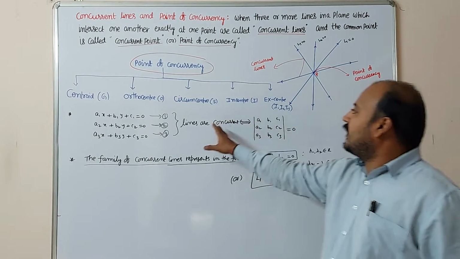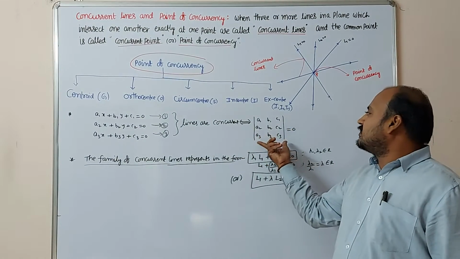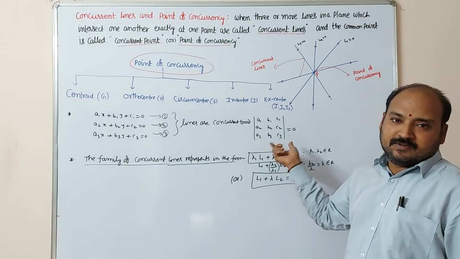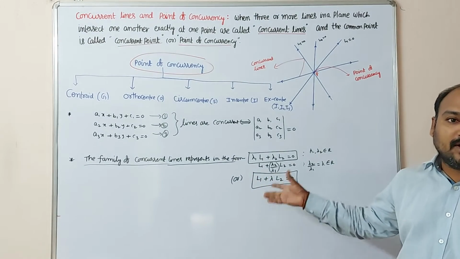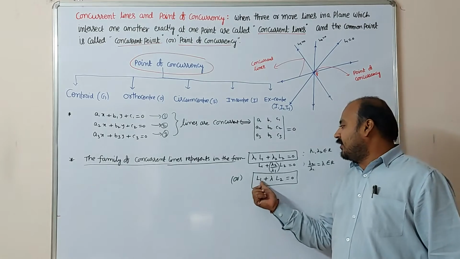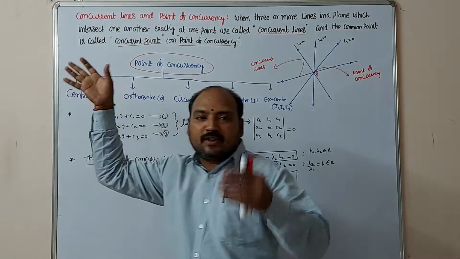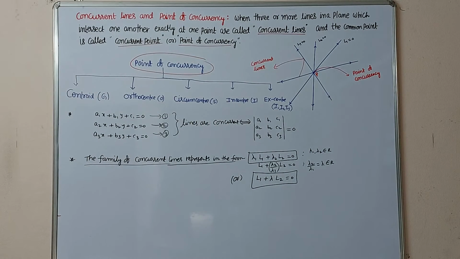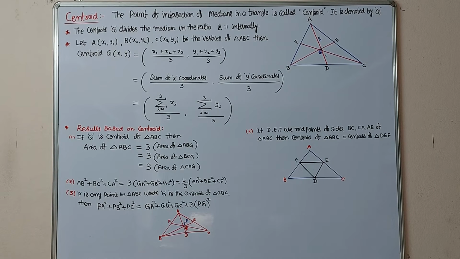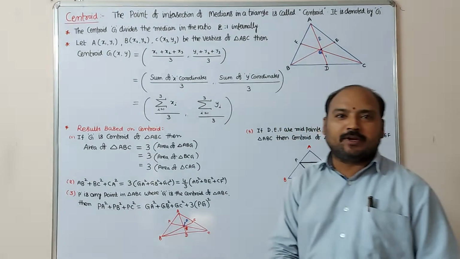This is about concurrent lines and the condition. This is the condition for the concurrent lines, a shortcut formula based on the determinant of a 3 by 3 matrix. So this one is a condition, and the family of concurrent lines is generally represented as L1 plus lambda L2 equal to 0. Now we will discuss the centroid and the information about centroid. Next, the concept of centroid we will discuss now.